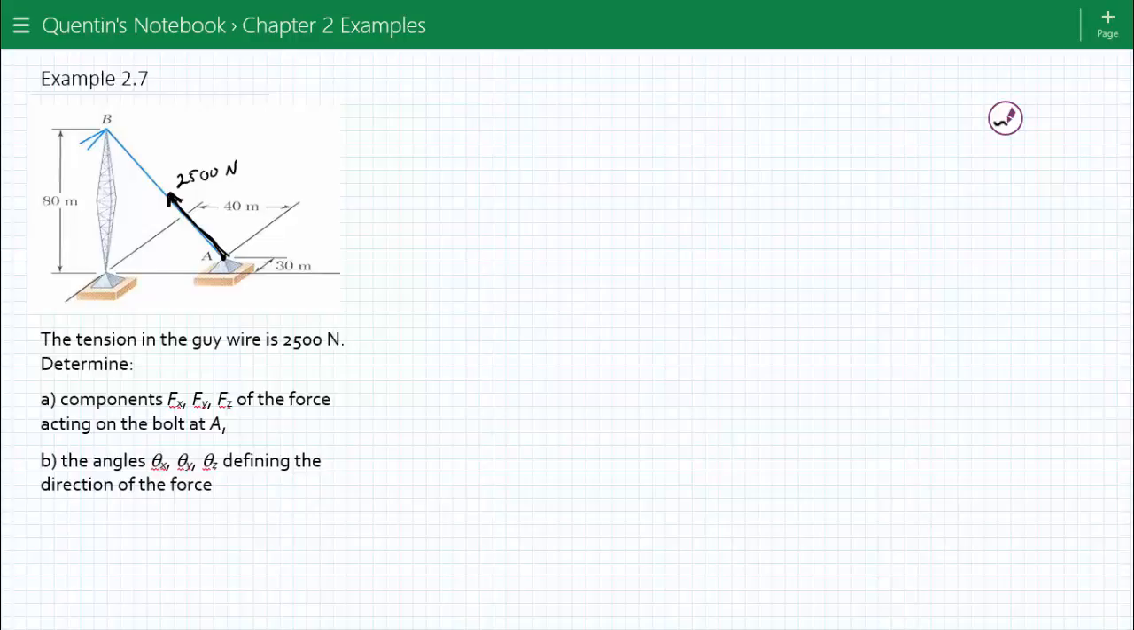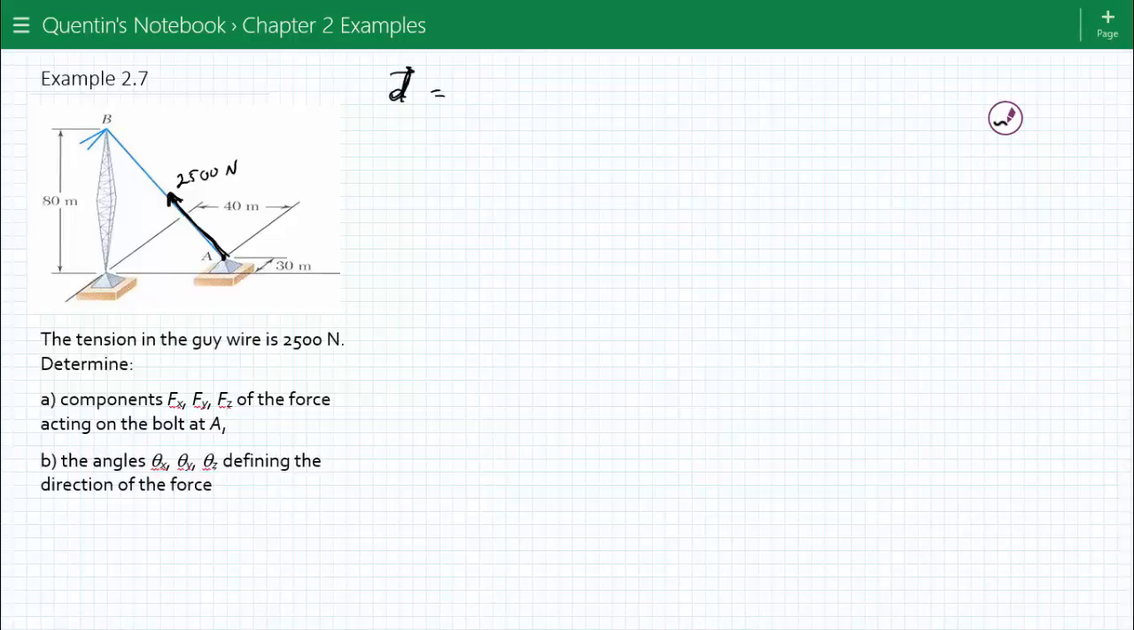So what we are supposed to determine is the components of the force, the x, y, and z components of the force acting at A. And we're also supposed to determine the angles theta x, theta y, theta z, defining the direction of the force. Okay, so how do we do that? Well, in the slides, it talked about creating a vector D. So let's create this vector D.